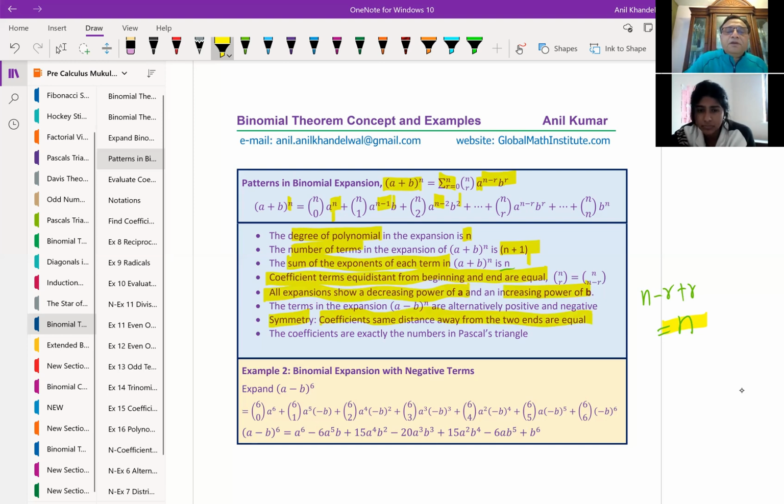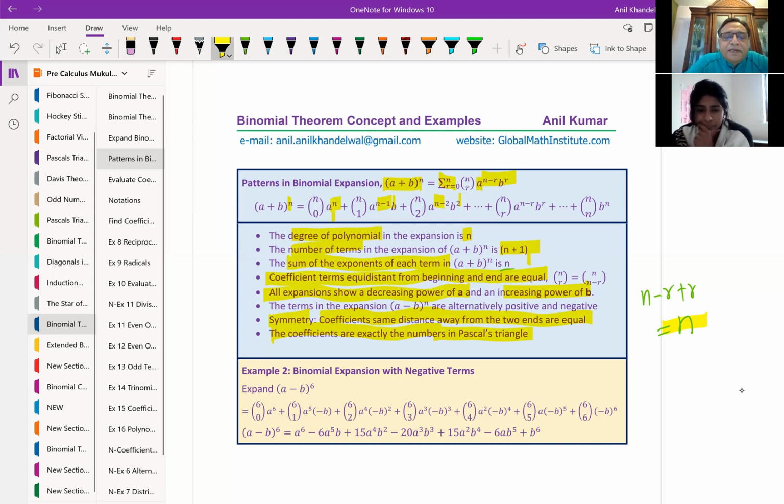They are equal. The coefficients are exactly the numbers in Pascal's triangle. So there is a one-to-one correspondence between the binomial coefficients and Pascal's triangle, and that is how you can connect both these units. Okay, let's take up an example.